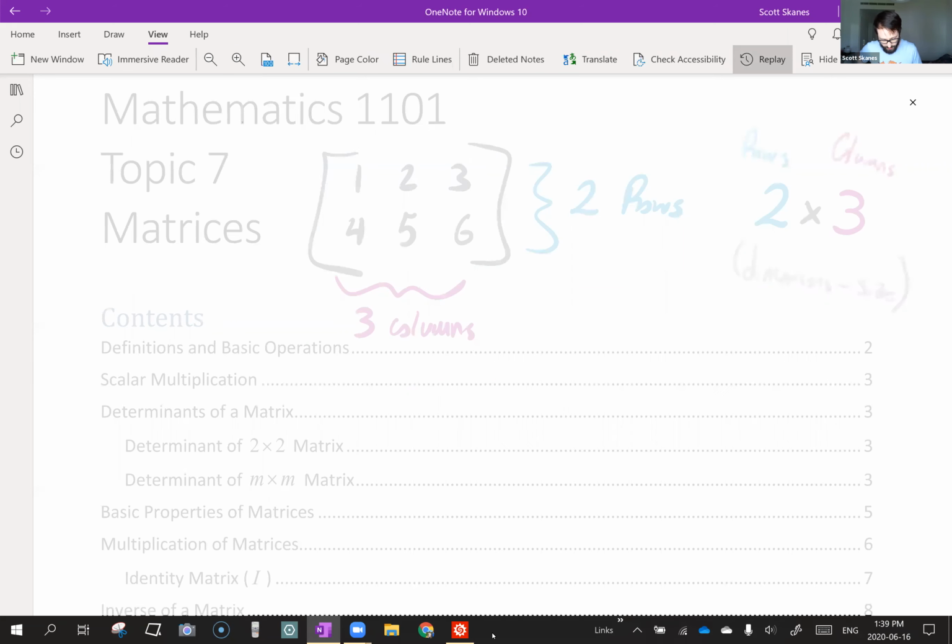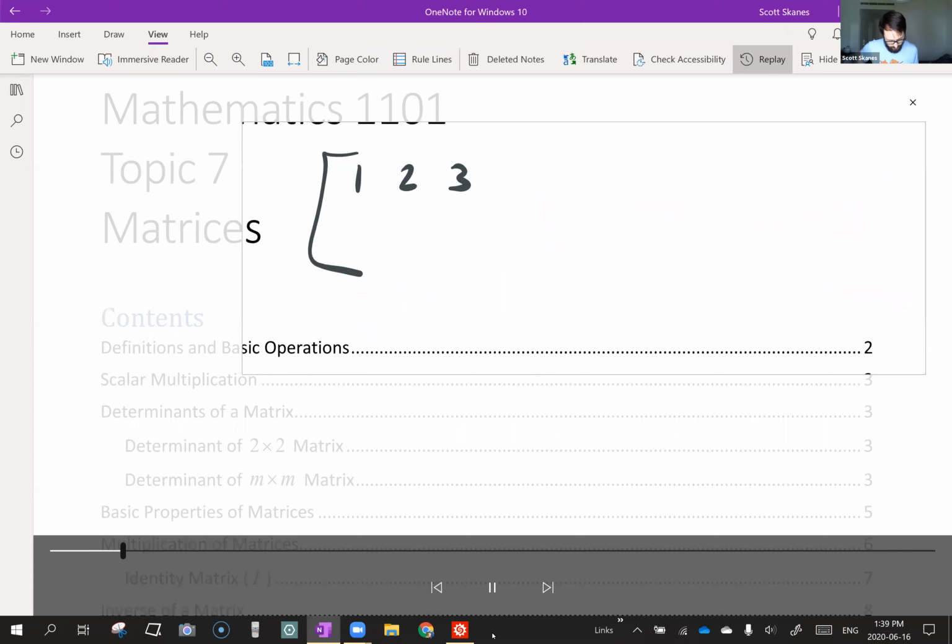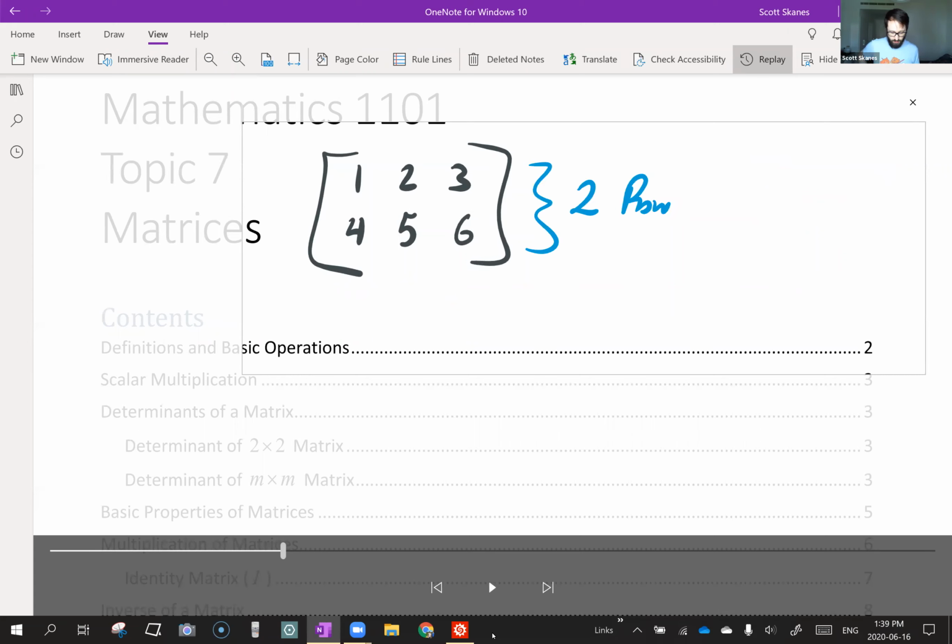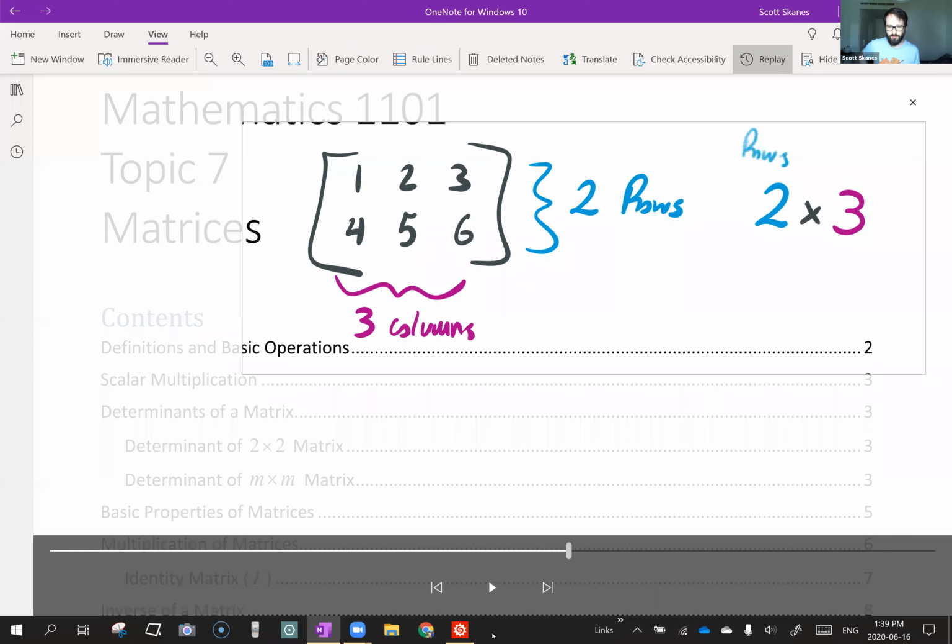So I'll repeat that really quickly. What I did is I said that matrices are numbers like this, put in a box. The rows are, well, you can see there's 2 rows. You can see here there's 3 columns in this particular matrix. And how we write this is 2 by 3, rows and columns. And that's what we call dimensions or size, okay?